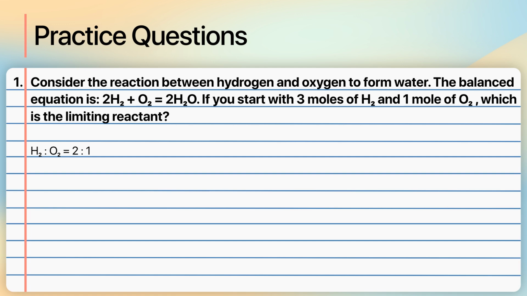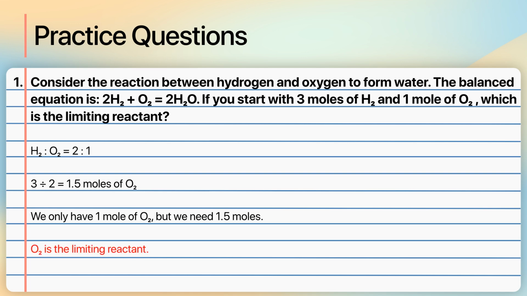For 3 moles of H2, you need 3 divided by 2, which is 1.5 moles of O2. Now we can compare the required moles to the available moles. You only have 1 mole of O2, but you need 1.5 moles. Finally, we can determine the limiting reactant. Since you do not have enough O2 to react with all the H2, O2 is the limiting reactant.